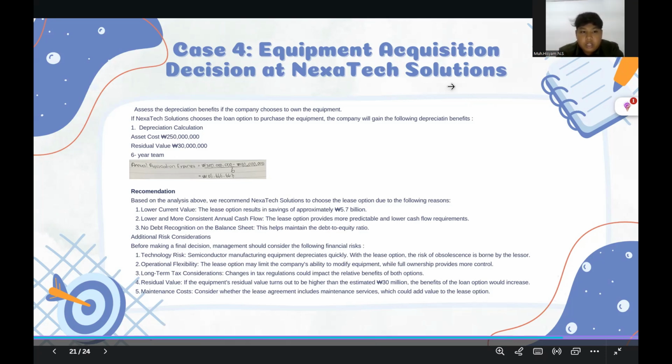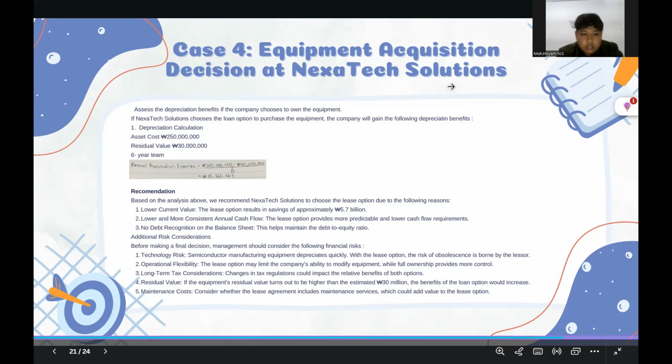Depreciation calculation: asset cost 250 million won, residual value 30 million won, 6-year term. Annual depreciation expense. Recommendation: based on the analysis above, we recommend Nexate Solution choose the lease option due to the following reasons. One, lower cost value. Two, lower and more consistent annual cash flow. Three, no debt recognition on the balance sheet.